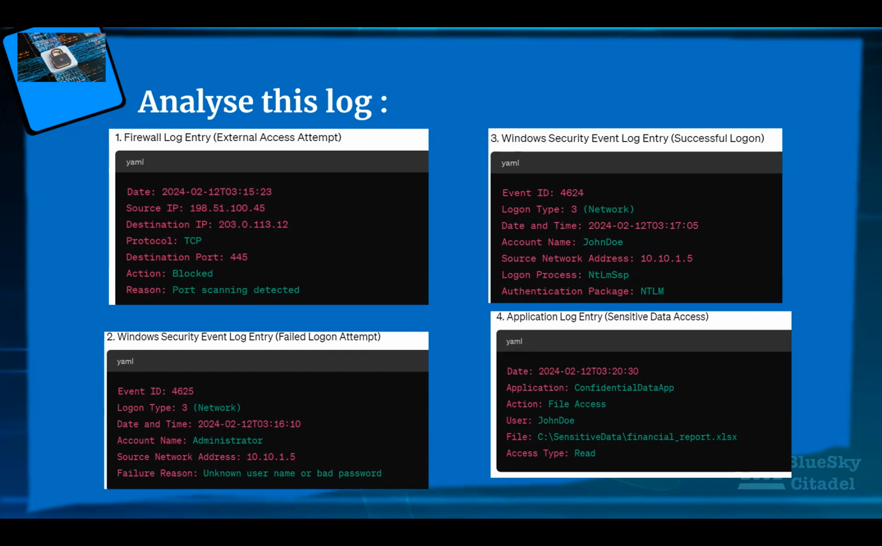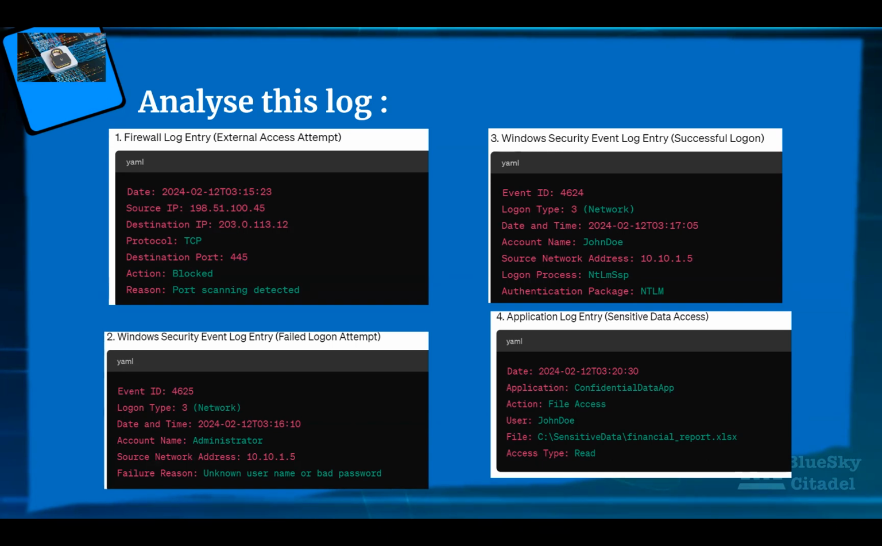For my own analysis, on panel 2, it says login type network. Then on panel 3, it says network. So in panel 2, the guy was trying to log into the network. He used the account name administrator. However, the username and password he used didn't work. So he failed on that aspect.